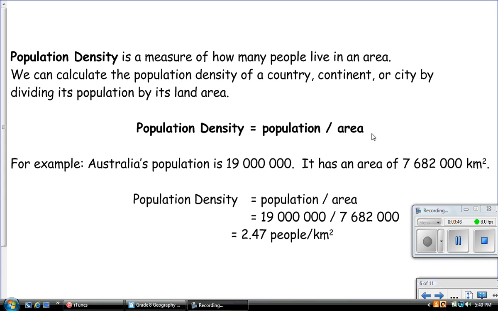For example, Australia's population is 19 million people. It has an area of 7,682,000 square kilometers. So we'll use our population density formula, population divided by area. We're going to plug in the population and the area of Australia. And when we divide, we see that the population density is 2.47 people per square kilometer.